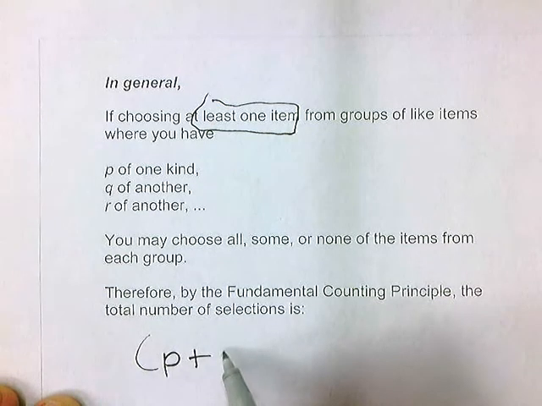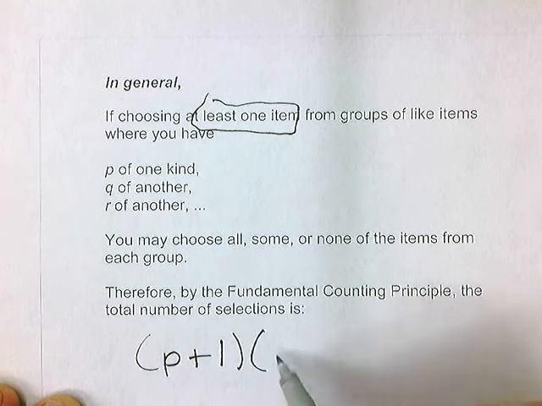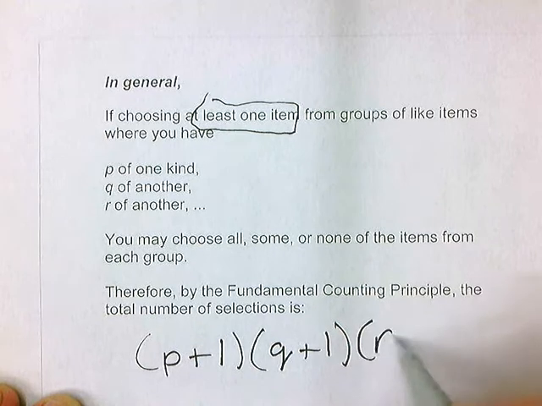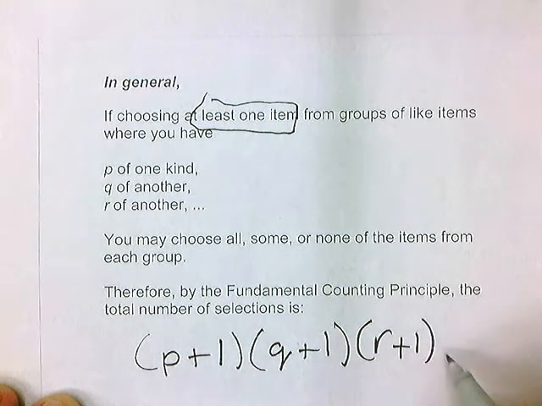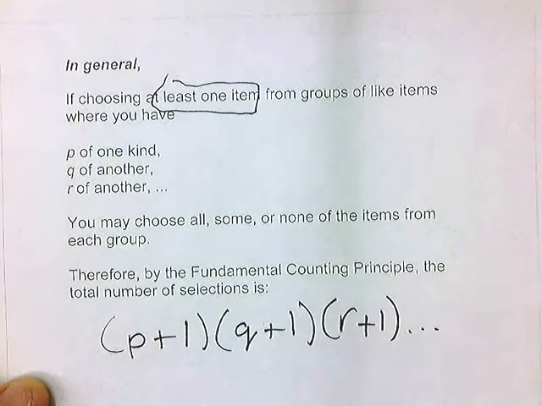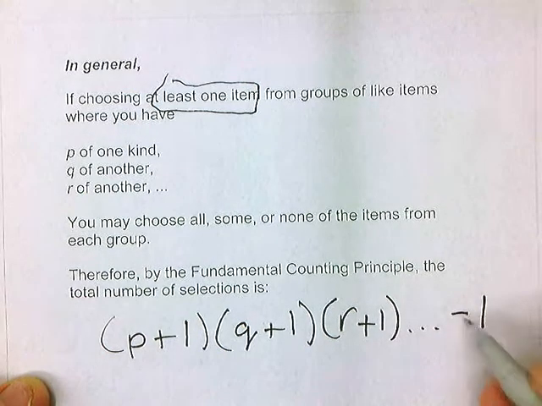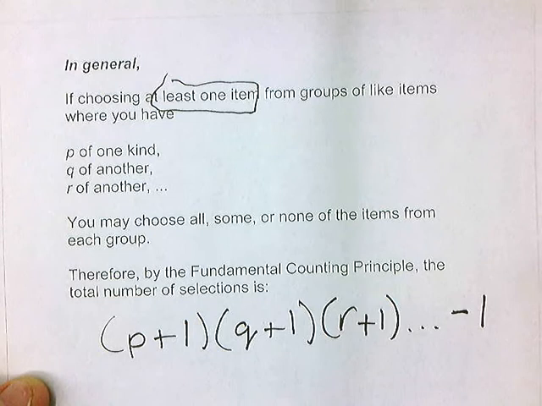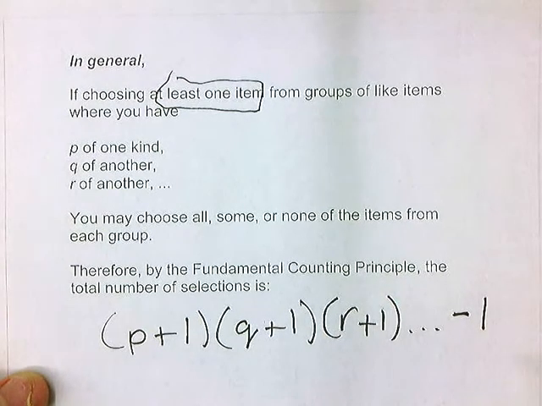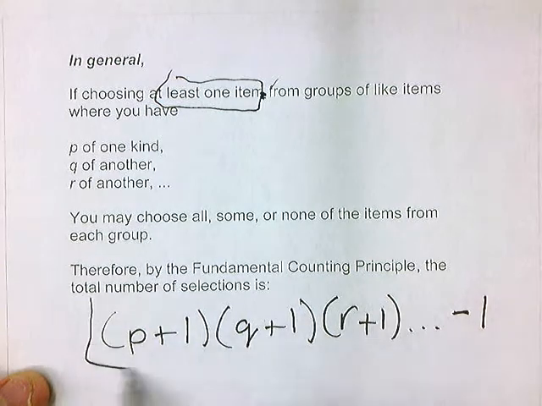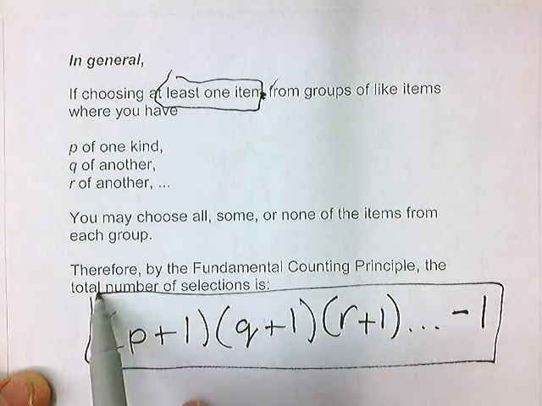Number of P of one kind plus the 0 option, which is plus 1, times Q plus 1, times R plus 1. You can imagine you can continue that. It's depending on the number of items that you have. And of course then subtract that one option where you have none of all or none of each, which of course would disagree with this statement right here. So there's our general equation, how you'd handle those type of combination problems.